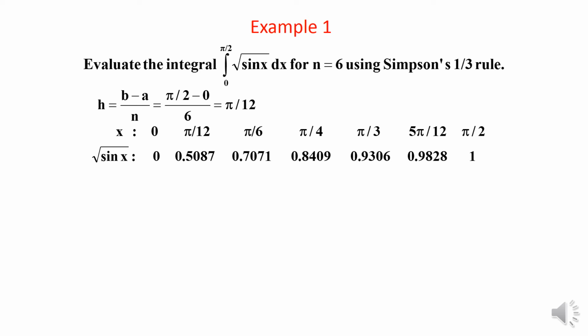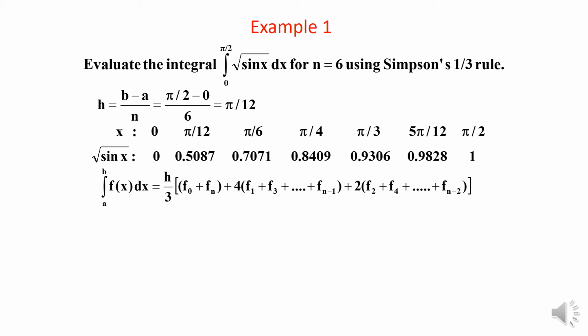When we substitute these values of x in sin x, we get the value of under root sin x here, which have been calculated with the help of calculator. So we substitute the values of function in the composite Simpson's 1 by 3 rule. Here we see the formula is integral a to b f(x) dx is equal to h by 3 [f0 plus fn, first and last value, plus 4 of odd values plus twice of even values].